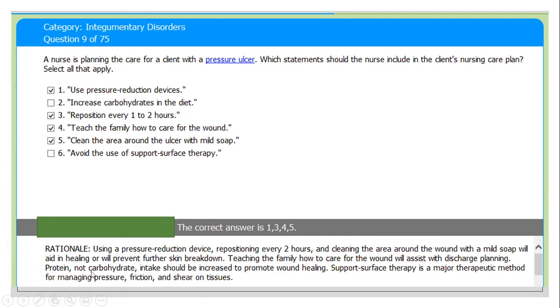Protein, not carbohydrate, intake should be increased to promote wound healing. Support surface therapy is a major therapeutic method for managing pressure, friction, and also shear on the tissues.